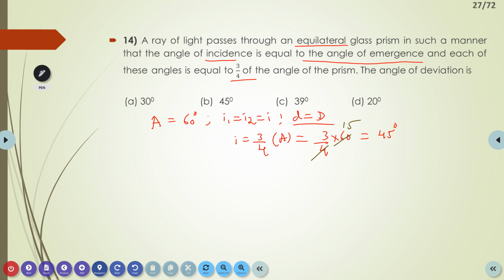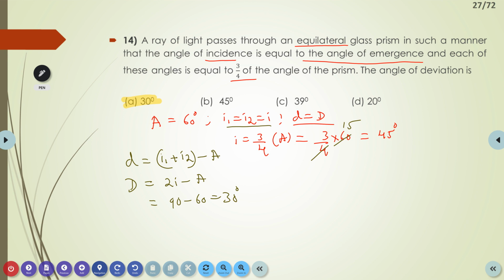Now you know the formula, deviation. D equal to I1 plus I2 minus A. In the wordings only you should judge it. Here the angle of incidence is equal to the angle of emergence, means I1 equal to I2 equal to I. Then capital D equal to 2I minus A, equal to 2 into 45, it is 90 minus 60, equal to 30 degrees. Simple problem. It's 30 degrees.